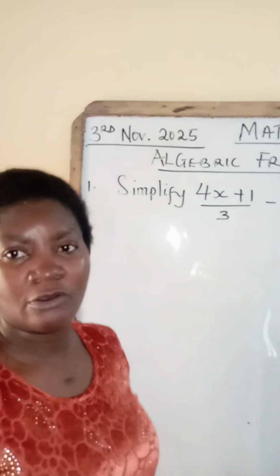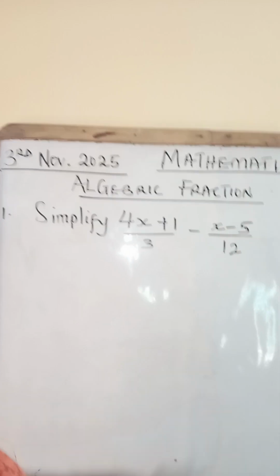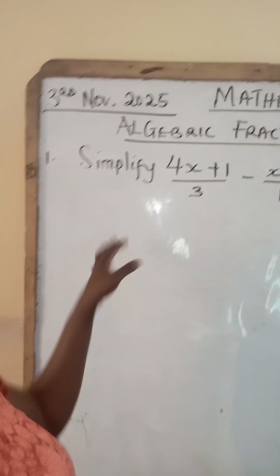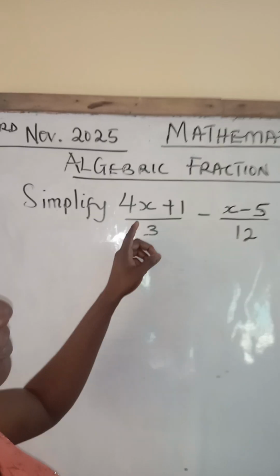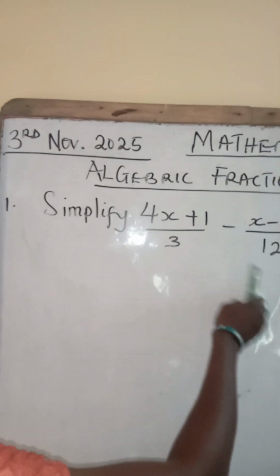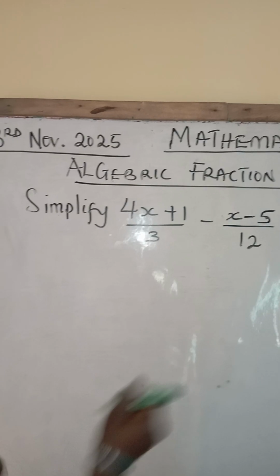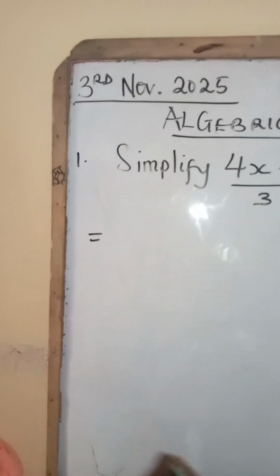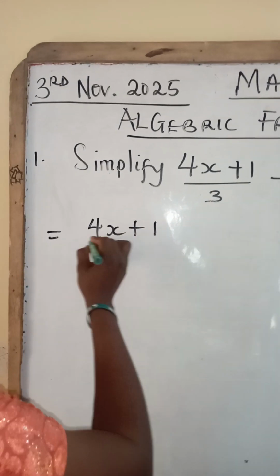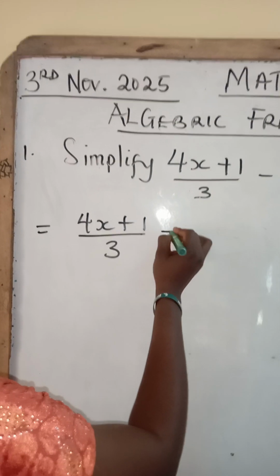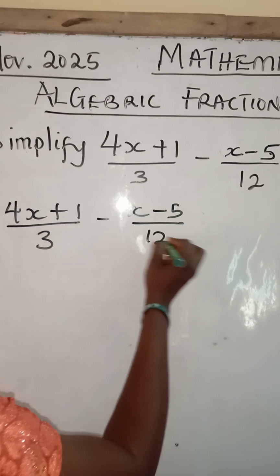We are here to solve algebraic fractions. We have an algebraic fraction today and we are to simplify (4x + 1) divided by 3 minus (x - 5) divided by 12. Now this is the first thing you do. You write out the question: (4x + 1) divided by 3 minus (x - 5) divided by 12.